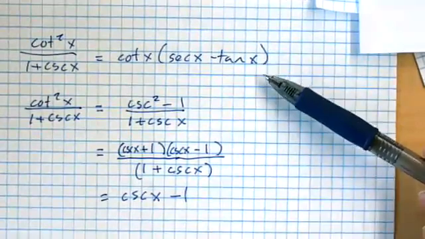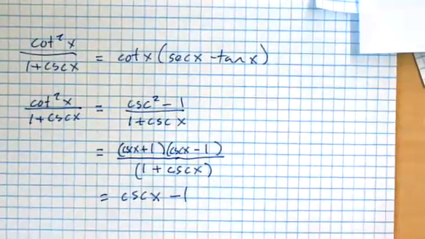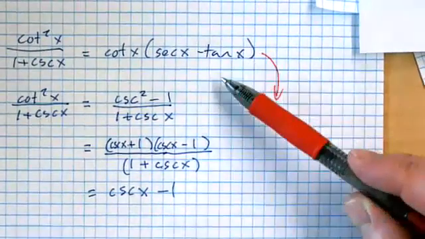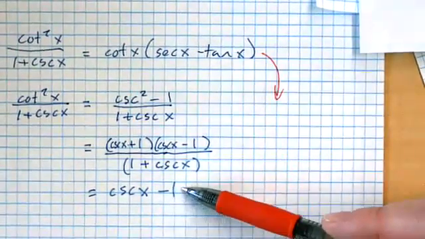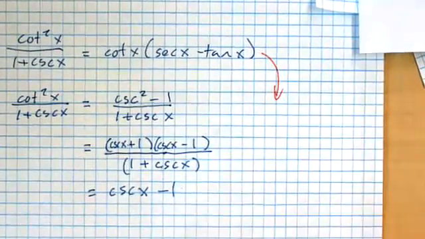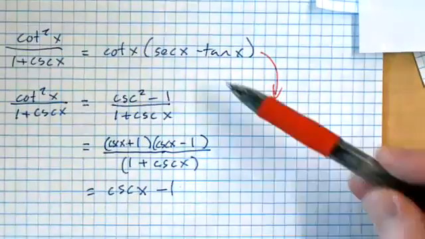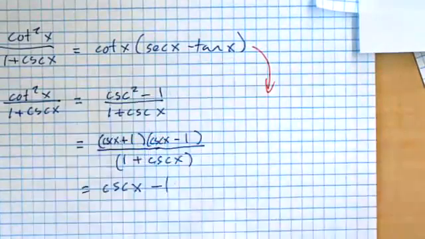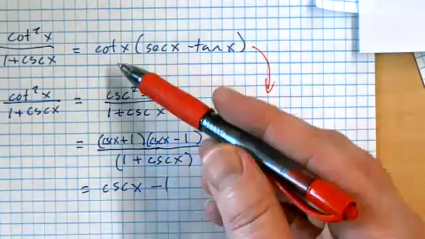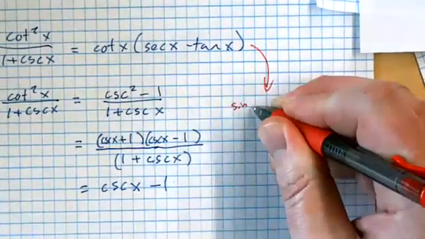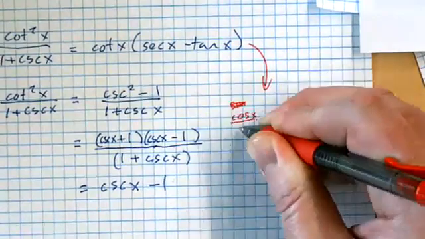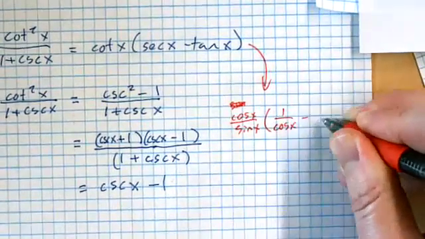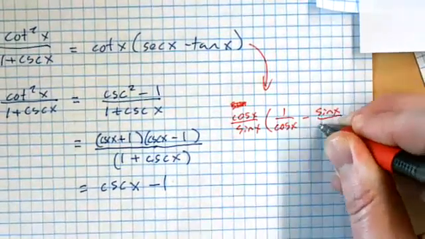So here's what I did. Out of my margins, I started working this side over here. I was like, what if I could mess around with this and get it to match up with this? Then I could just take those same steps and reverse them and finish up this proof. Okay, so I looked at this and I was like, what can I do with this? Cotangent, secant, tangent. How about turn it all into sines and cosines? Cotangent is cosine x over sine x. Secant is 1 over cosine x. Tangent is sine x over cosine x.